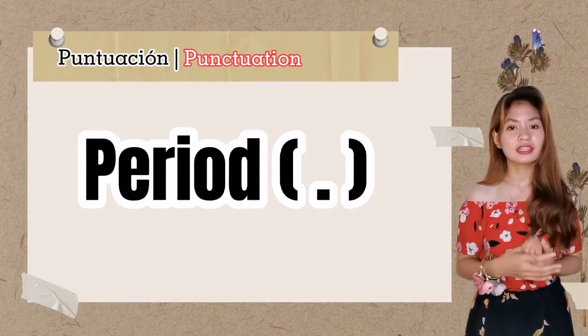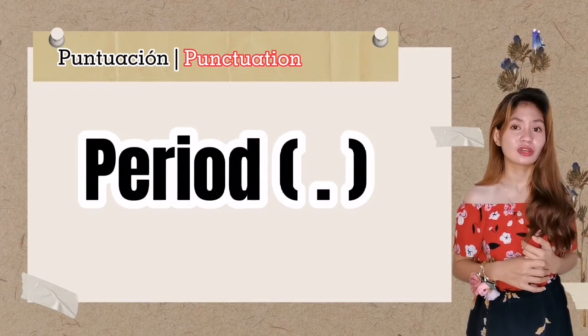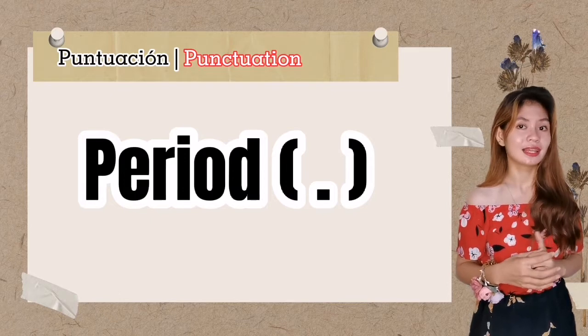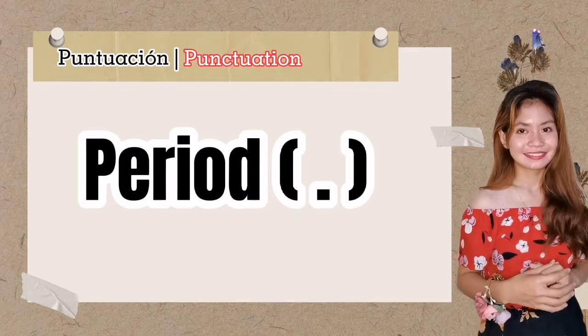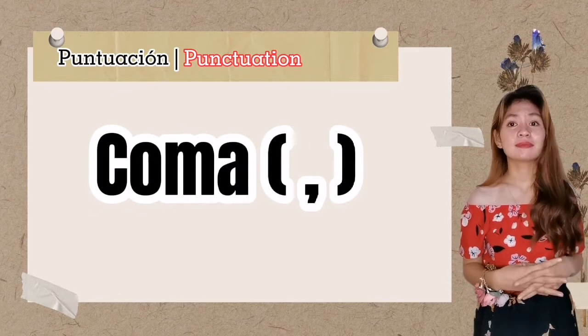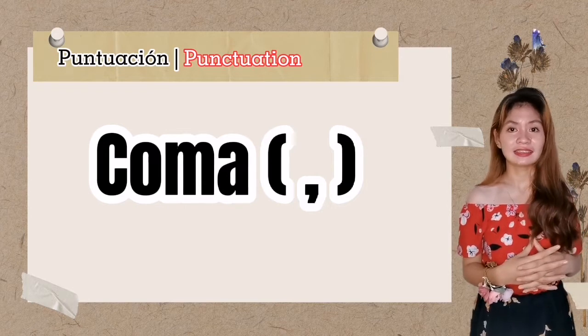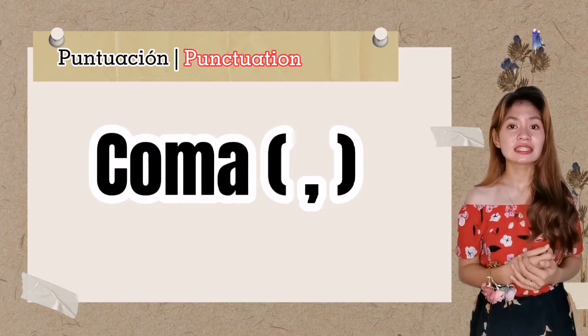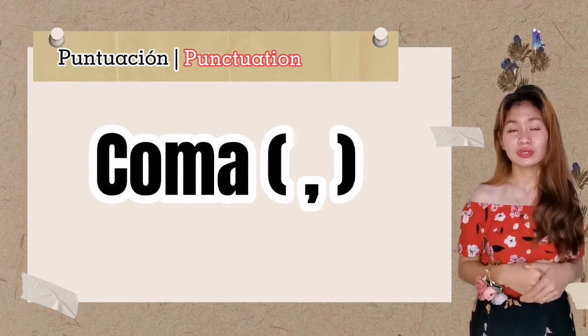And also the period. Like in English, it is only written at the end of the sentence. The comma indicates a brief pause to be made within a sentence. Its use in Spanish has three key differences to how it's used in English.